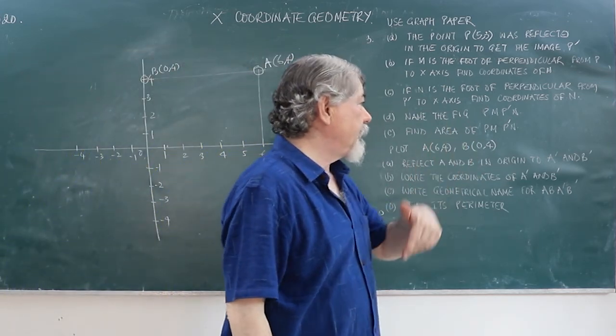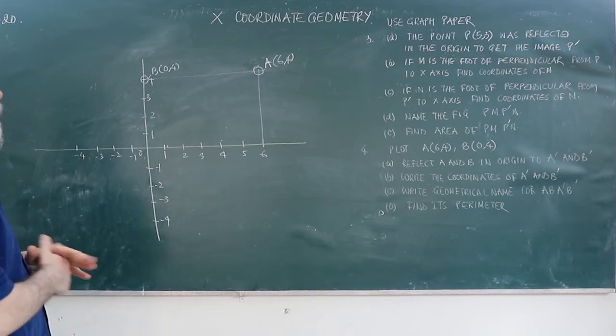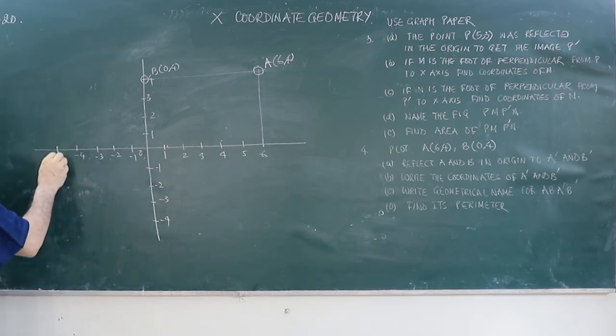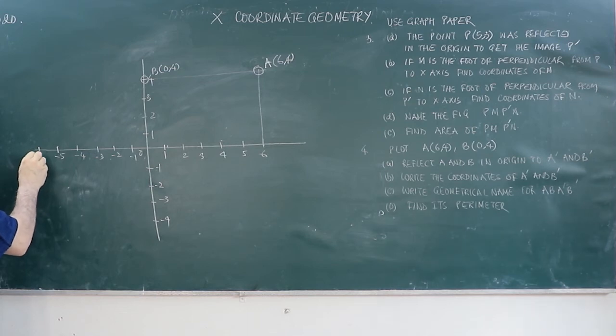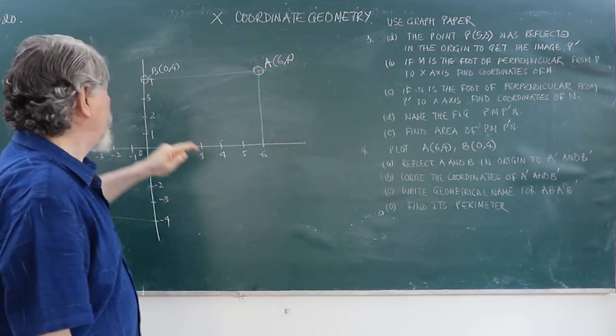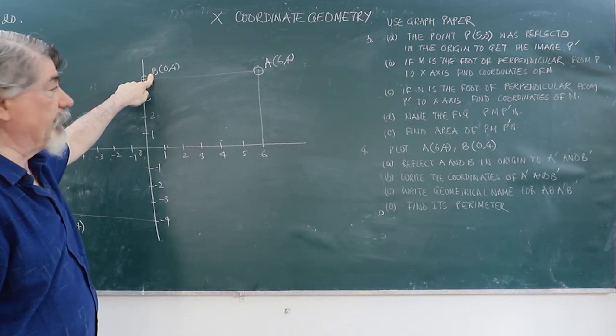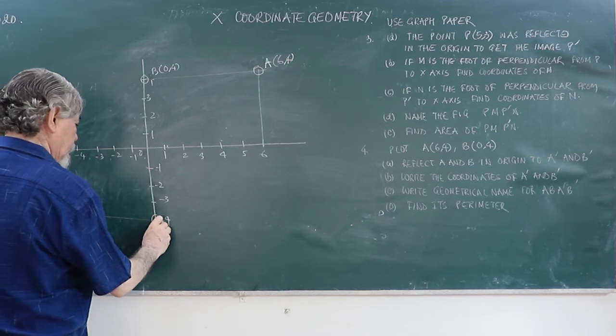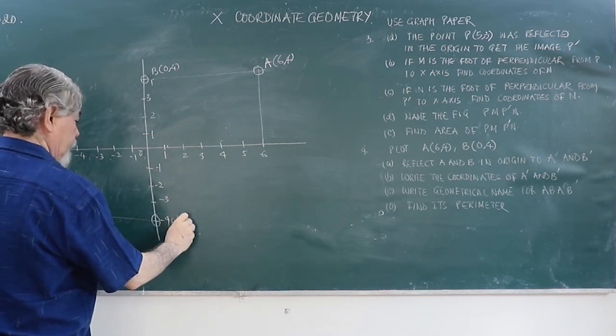Reflect A and B in the origin to A dash and B dash. Now these 2 points will be reflected in the origin. If you reflect A in the origin, you will get minus 6, minus 4. So I have to go here, minus 5, minus 6 and minus 4. So you will get A dash, minus 6, minus 4. When you are reflecting in the origin, both the signs will change. Also B 0, 4 when reflected in origin, obviously 0 remains 0, it will become 0, minus 4. So it will be B dash, 0, minus 4.